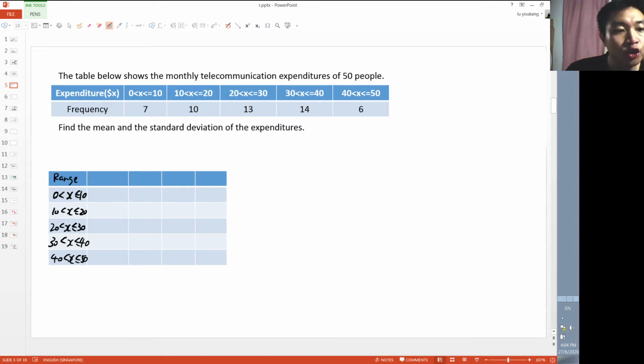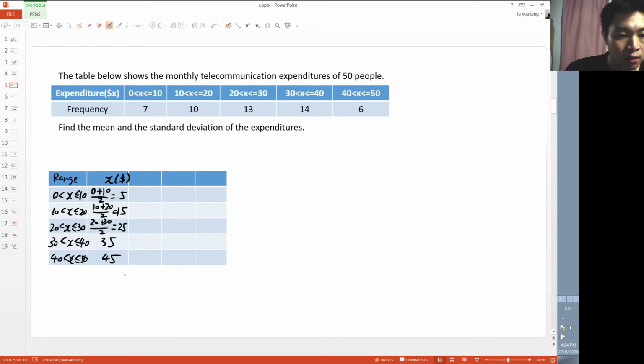Next, you need to find out the X. How do you find the X given the range? Just take the beginning value plus the ending value and divide by 2. You get 5 here. Similarly, over here it is 10 plus 20 divided by 2, which gives you 15. And similarly 20 plus 30 over 2 gives you 25. Over here you will get 35, and over here 45.